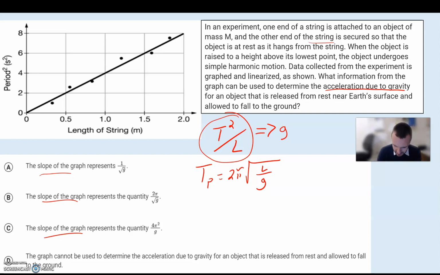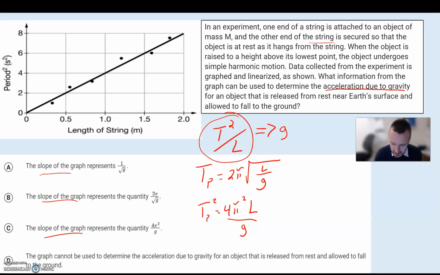From here, I want to get T squared over L. So I want to get L out from under that radical. So I'm going to square everything. What a crazy man. All right, so here we go. We have T_P squared equals 4 pi squared, and then the radical is going to be eliminated when we square it. So we're going to have just L over g. So I squared every single term on both sides of the equation. See, we're getting closer here, right?